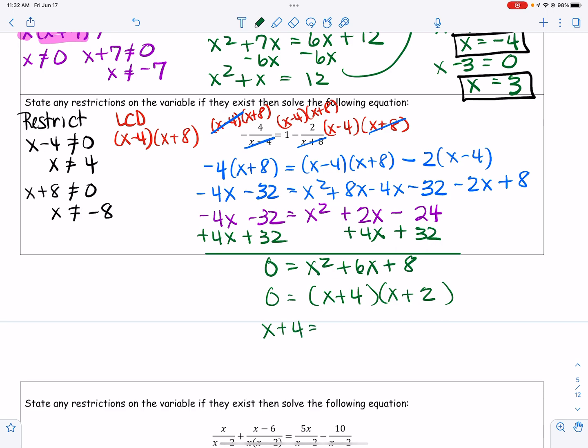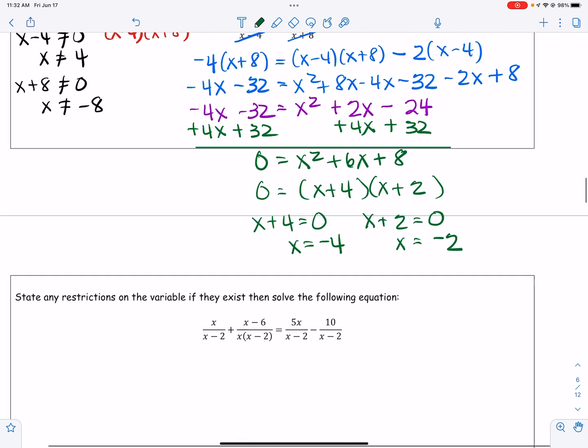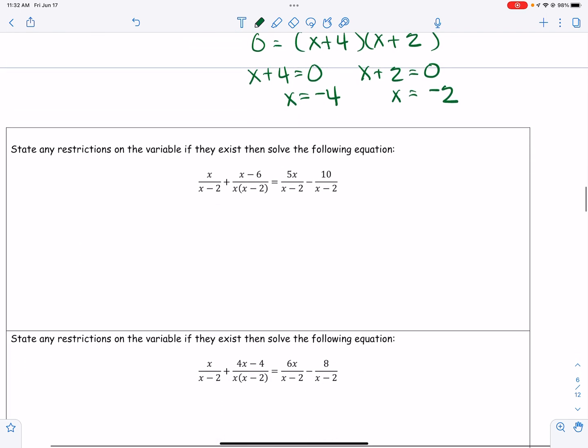Then I set each of these factors equal to 0. And I get x is negative 4 and x is negative 2. And since negative 4 and negative 2 are not restrictions, then they are true solutions. 4 was a restriction, but not negative 4. Okay? All right, so now let's go to this next one.